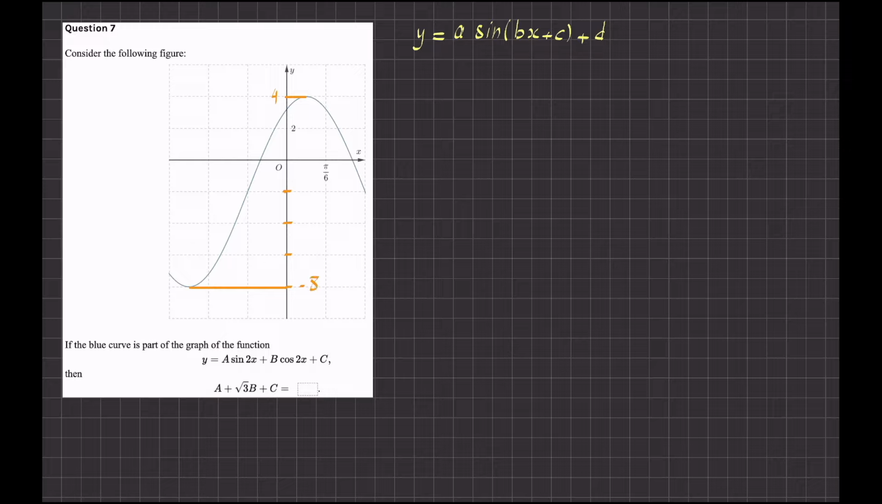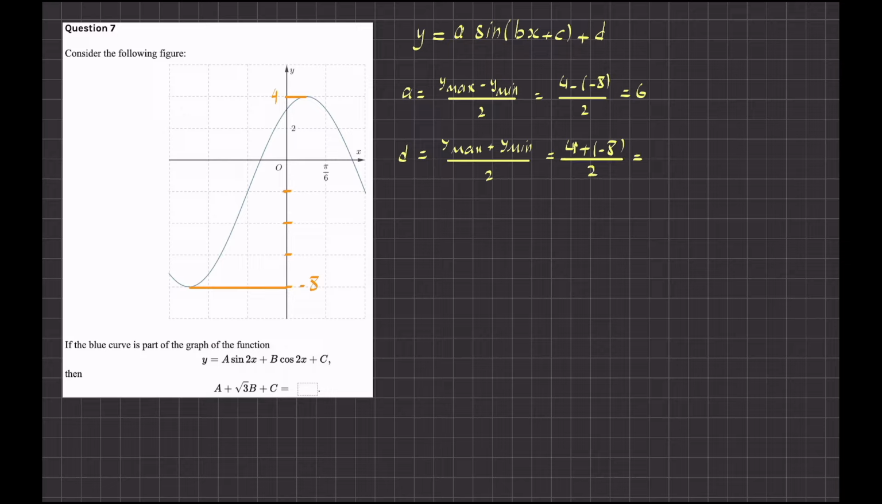So immediately I can find A and D at least. So A is y max minus y min divided by 2. So which is y max 4 minus -8 divided by 2, 12 divided by 2, 6. Yes, and then D is y max plus y min divided by 2. Yes, so y max is 4 plus -8 divided by 2. -4 divided by 2 is just -2.